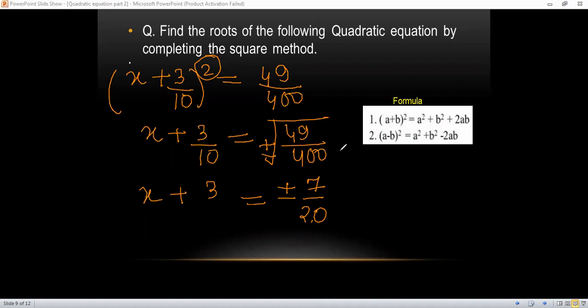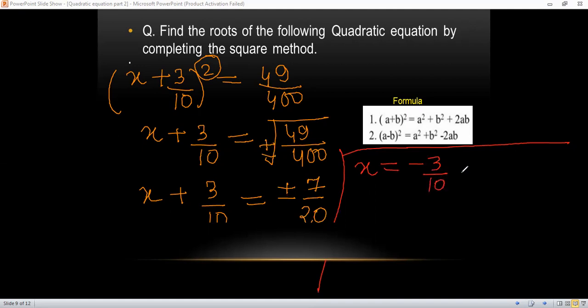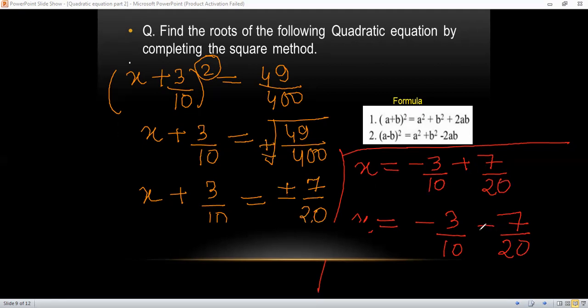So the value of x will be: x is equal to minus 3 by 10 plus 7 by 20, and x is equal to minus 3 by 10 minus 7 by 20, because two values we have got, plus 7 by 20 and minus 7 by 20.